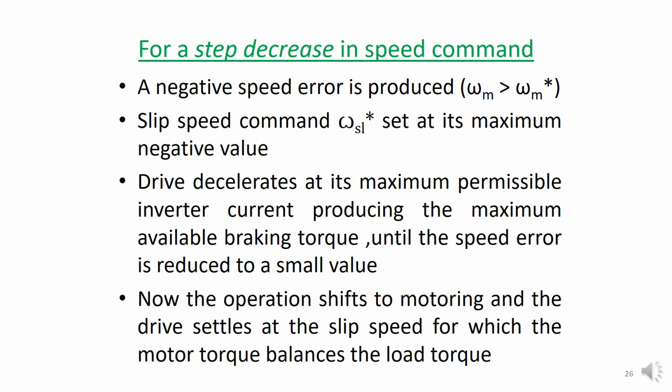Whenever the actual motor speed omega m is greater than the reference speed, a negative speed error is produced. The slip speed command omega star sets its maximum negative value. So the drive decelerates at its maximum permissible inverter current, producing the maximum available braking torque until the speed error is reduced to a smaller value. Now operation shifts to motoring and the drive settles at the slip speed for which the motor torque balances the load torque.